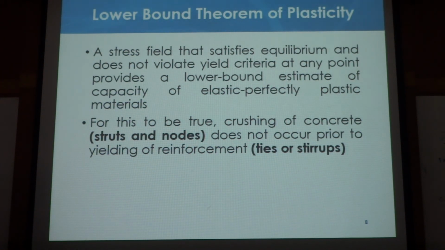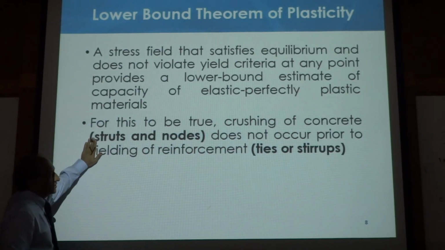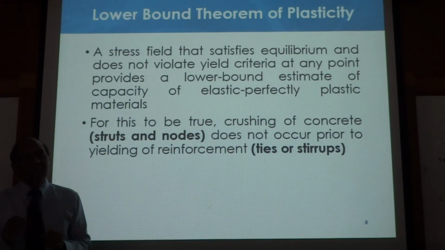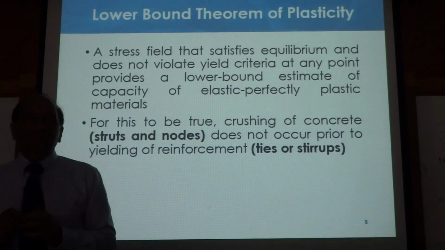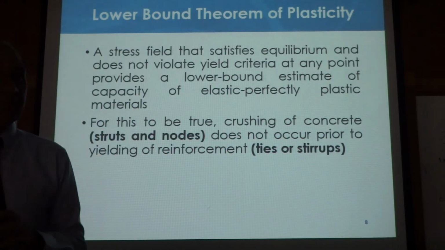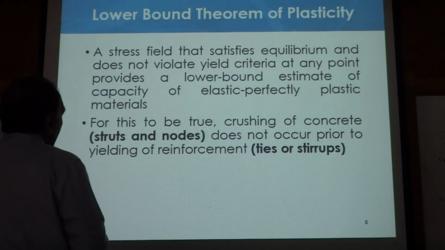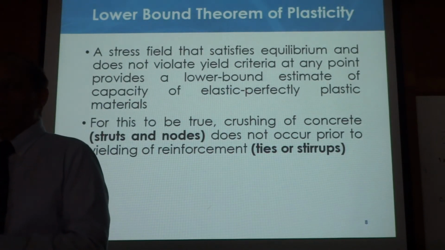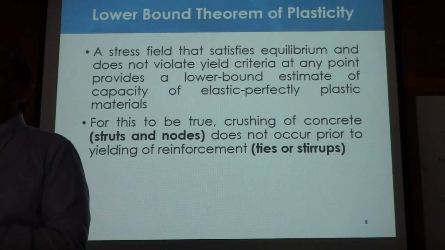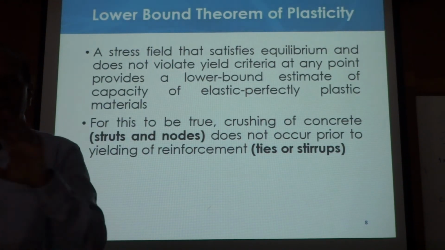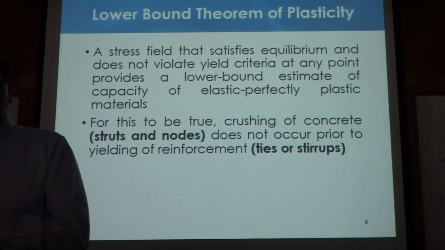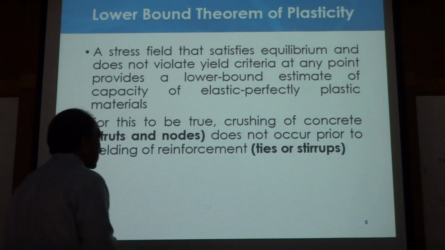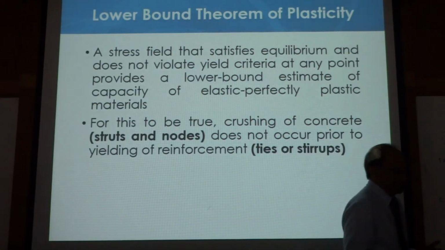For this to be true, crushing of the concrete strut must not occur prior to yielding. We'll come back to this particular idea. Just remember that this plasticity theorem that we are going to use gives the lower bound capacity. I'll come back and explain a little bit more. Right now, just remember this is another of the three things that we need to base our theory on. First of all, Bernoulli's. Second is Saint-Venant, and third is the lower bound concept of plasticity.